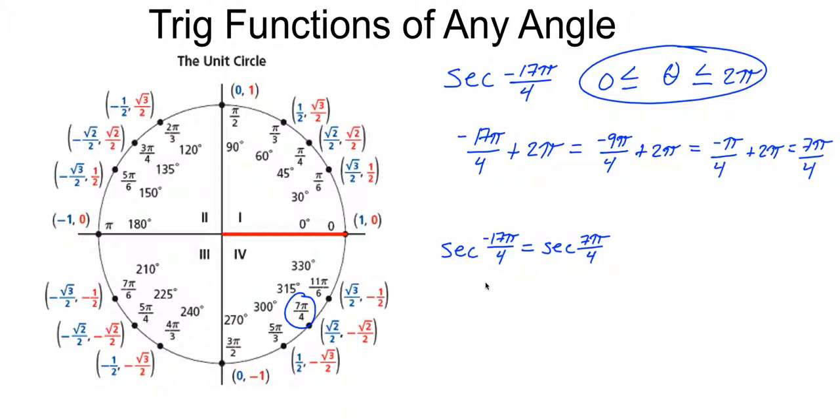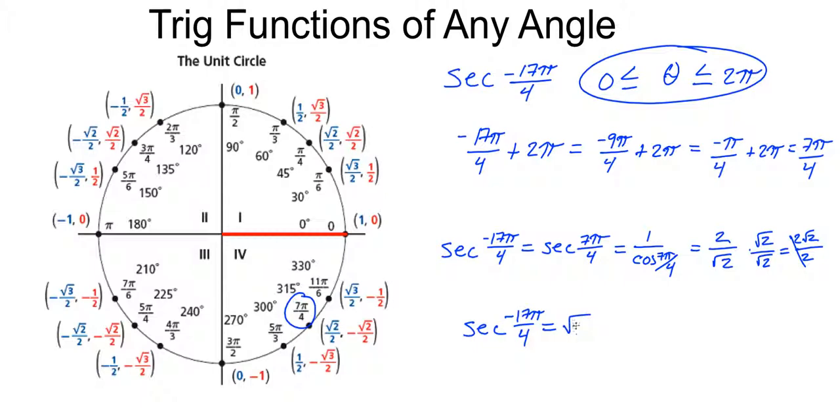And then, so what we're going to do here, this is really like 1 over the cosine of 7 pi over 4. So this is really like the reciprocal of root 2 over 2, and the reciprocal is going to be 2 over root 2, and if we rationalize the denominator, that's going to give us 2 root 2 over 2, and the 2's cancel. So I can say now that the secant of negative 17 pi over 4 is equal to root 2. And that would be my final answer there.